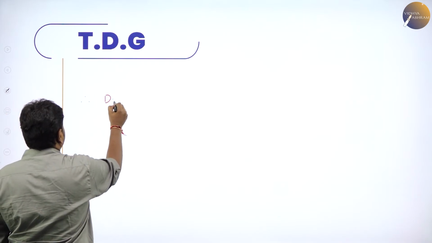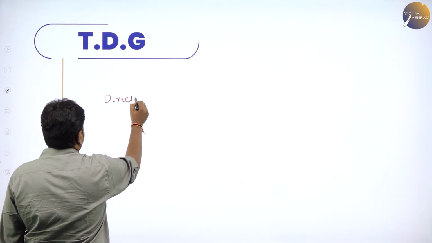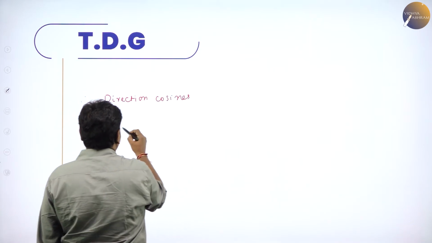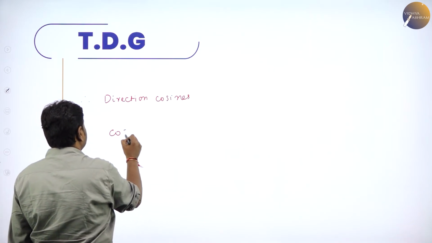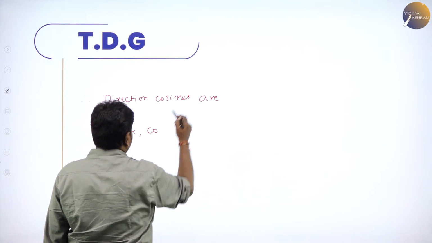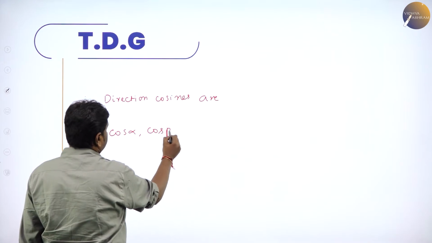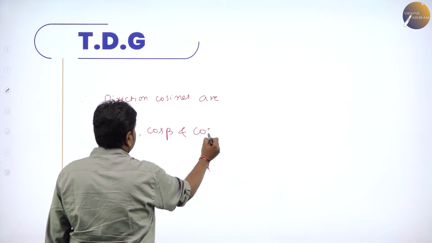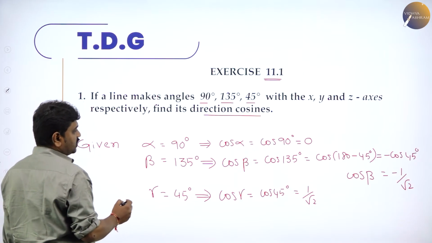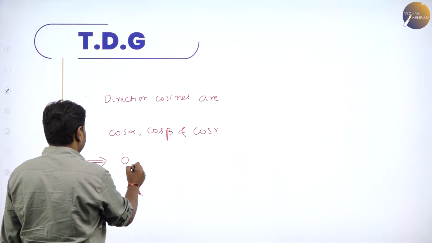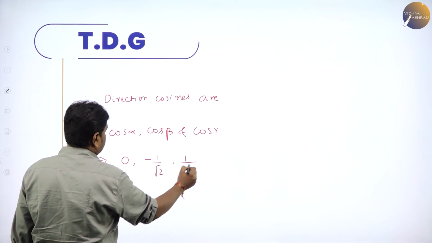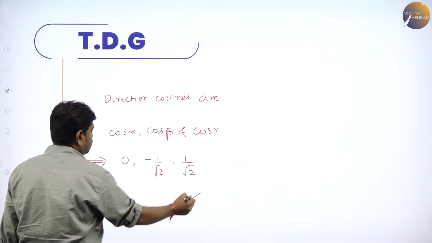So therefore, they wanted to find the direction cosines. Therefore, the direction cosines are, you can call them L, M, N, or we say cos alpha, cos beta, and cos gamma. So we got cos alpha as 0, cos beta as minus 1 over root 2, cos gamma as 1 over root 2. These are the direction cosines.